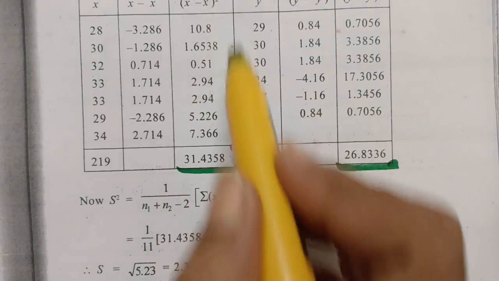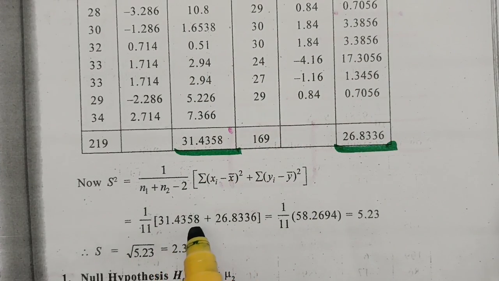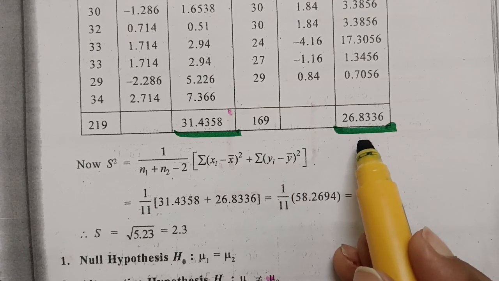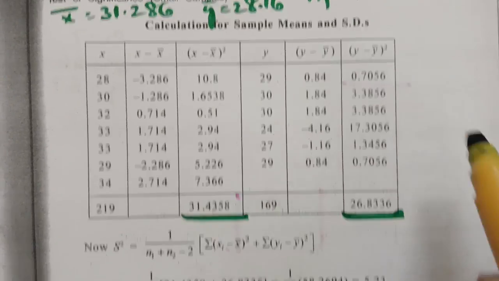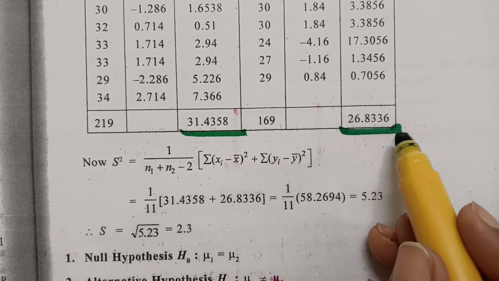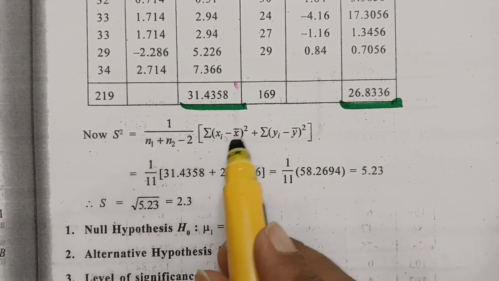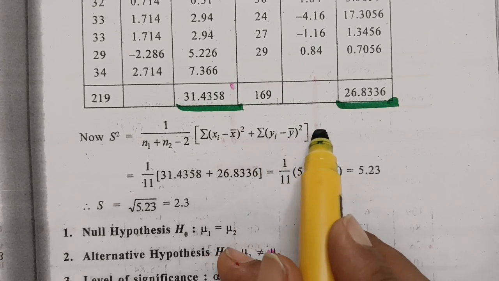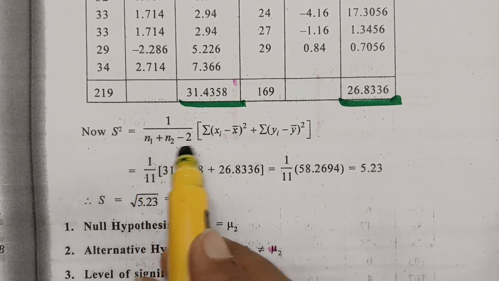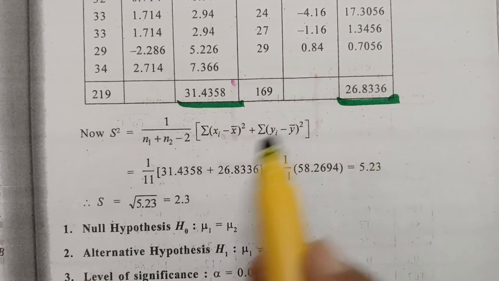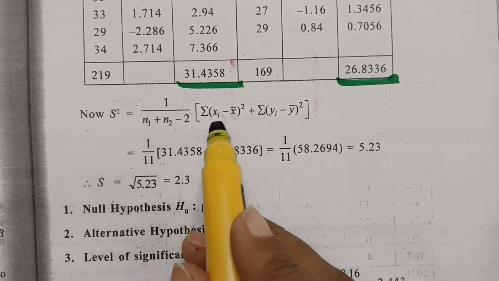That is, sigma x minus x bar whole square is 31.4358, and sigma y minus y bar whole square is 26.8336. So here the variance is equal to sigma x minus x bar whole square plus sigma y minus y bar whole square, divided by n1 plus n2 minus 2.